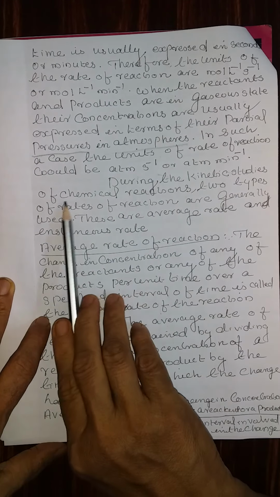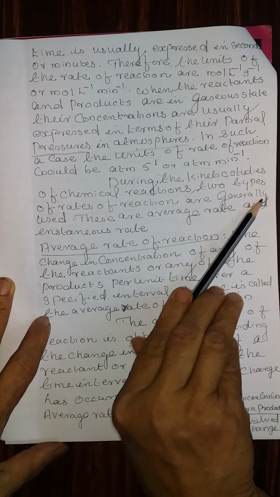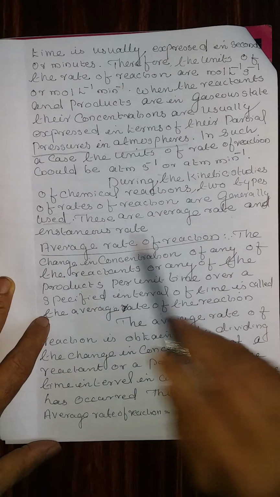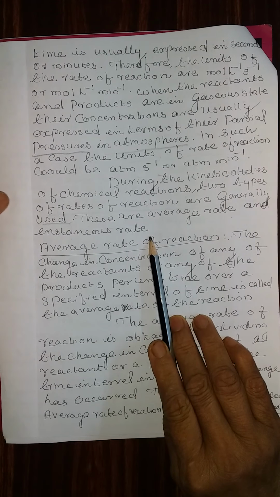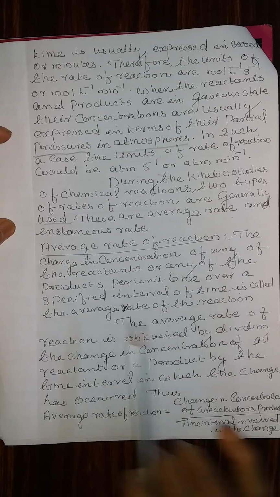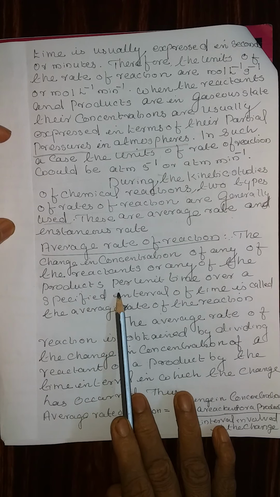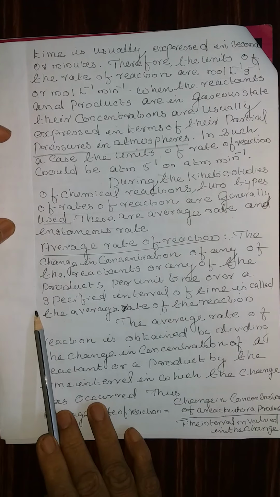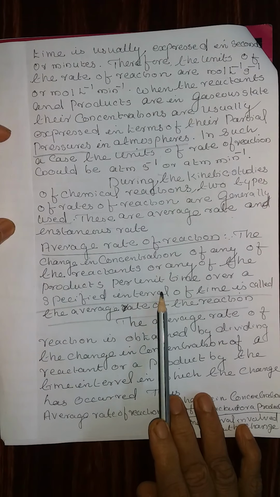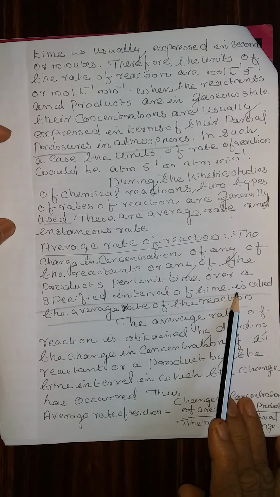During the kinetic studies of chemical reactions, two types of rates of reactions are generally used. These are average rate and instantaneous rate. Let us see what is meant by average rate of reaction. The change in concentration of any of the reactants or any of the products per unit time over a specified interval of time is called average rate of reaction. The definition is important: a specified interval of time.